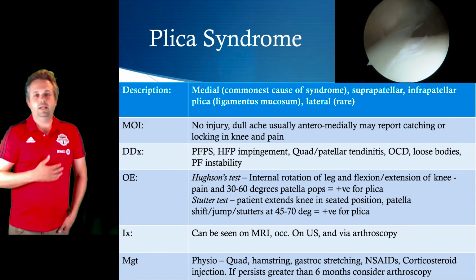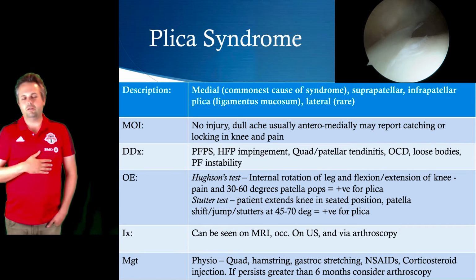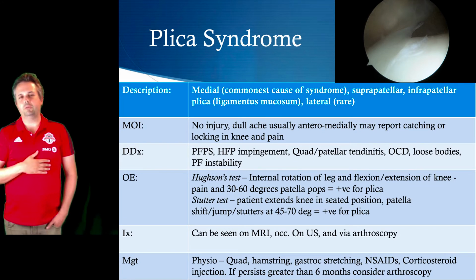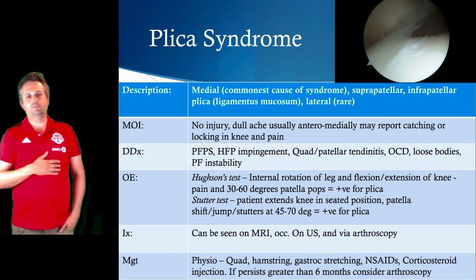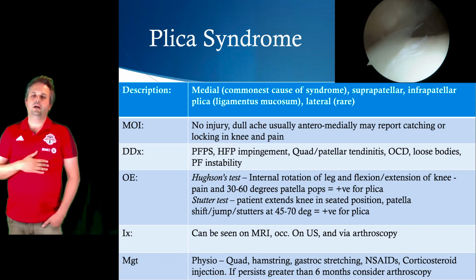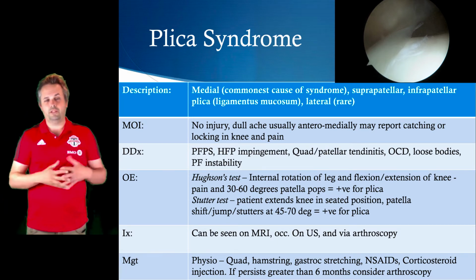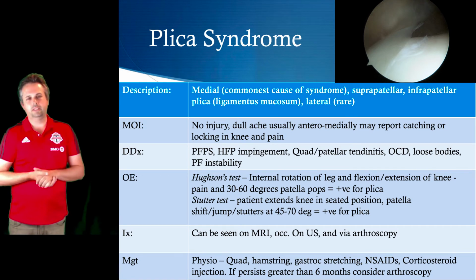Plica syndrome. To be honest with you, we don't identify this very commonly in sports medicine practice. Probably not as much as it's occurring. There are a number of different plicas described. The commonest one would be the medial plica. There's also been described a suprapatellar, as well as an infrapatellar plica, also known as ligamentum mucosum, and a lateral plica, which is extremely rare.